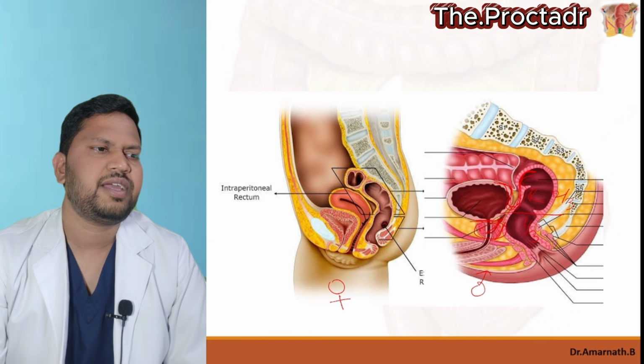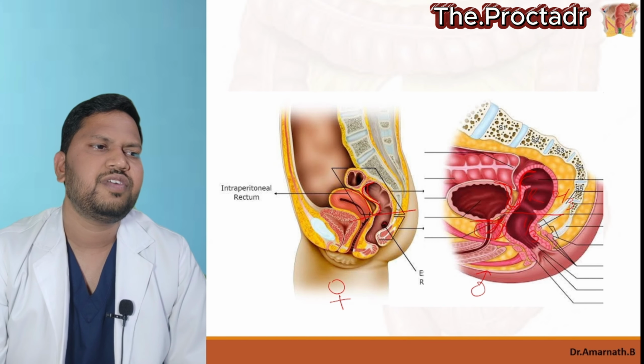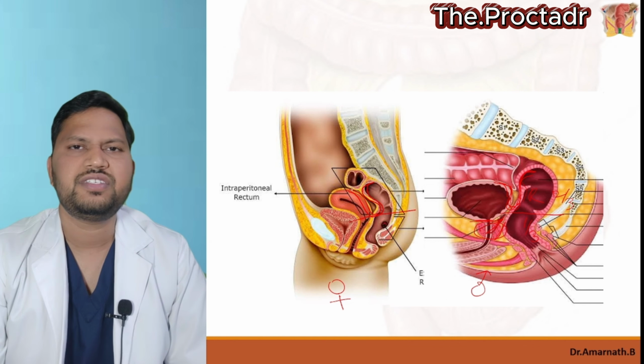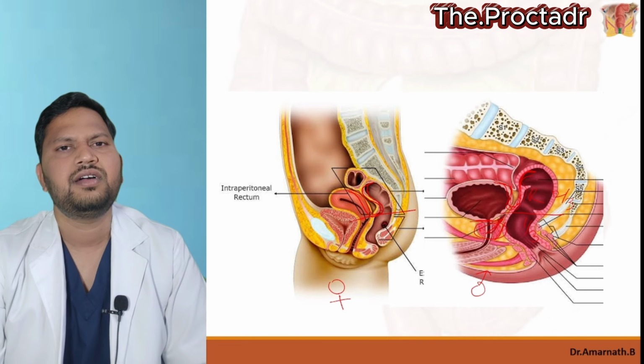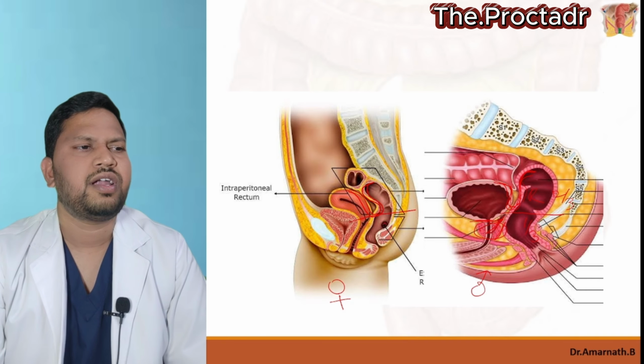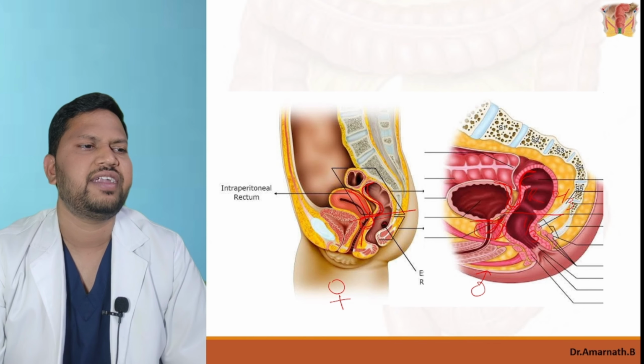When it comes to the females, anteriorly the upper two thirds is covered by the rectouterine pouch. Here we will see the rectouterine pouch, which accommodates the coils of the intestine and sigmoid colon. And for the lower one third, we will find the cervix and lower part of the vagina, and the body of the uterus also anteriorly.